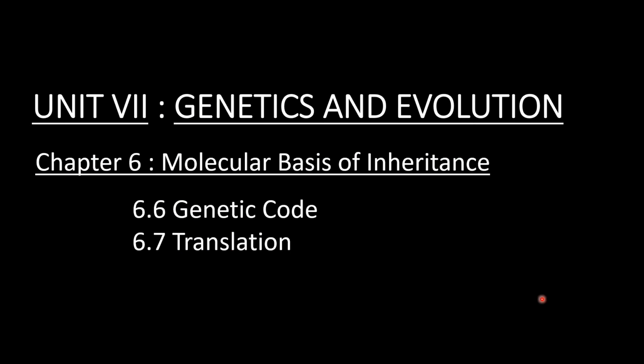Hello students. Today we learn the next 2 points, that is 6.6 genetic code and 6.7 translation. Both the points are from Unit 7 Genetics and Evolution, Chapter number 6 Molecular Basis of Inheritance.